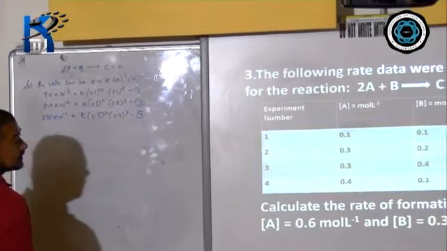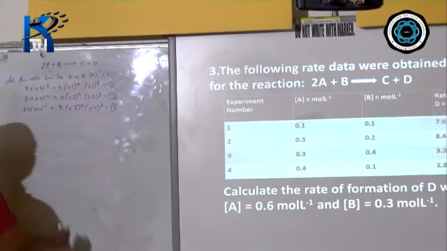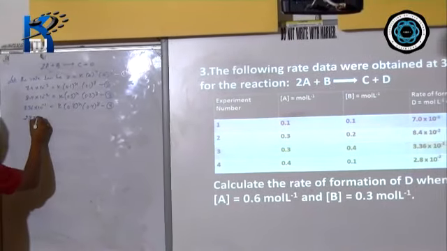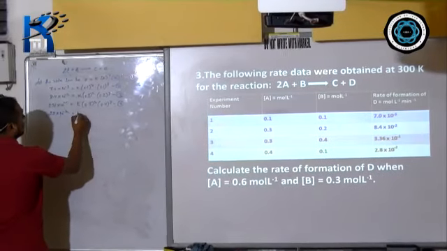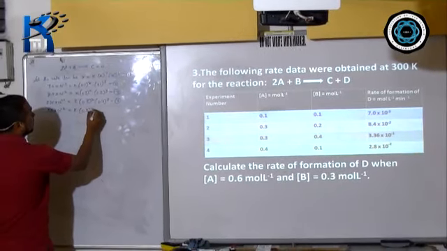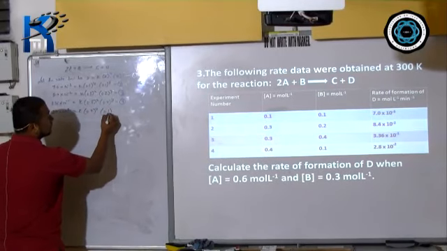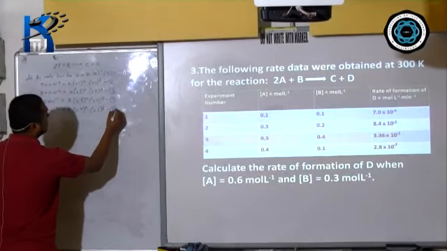Now from the last experiment, that is experiment 4, the value of rate is given 2.8 × 10^-2, and the value of A is given 0.4 to the power of x and B is given 0.1 to the power of y. Let it be equation 5.